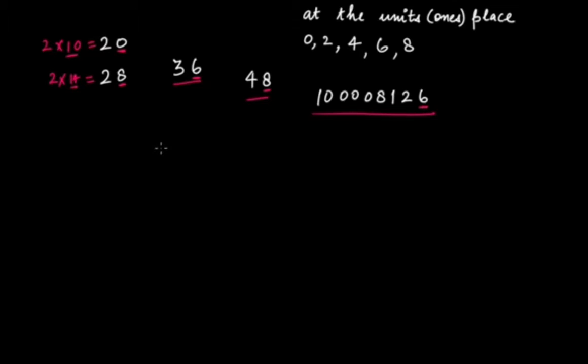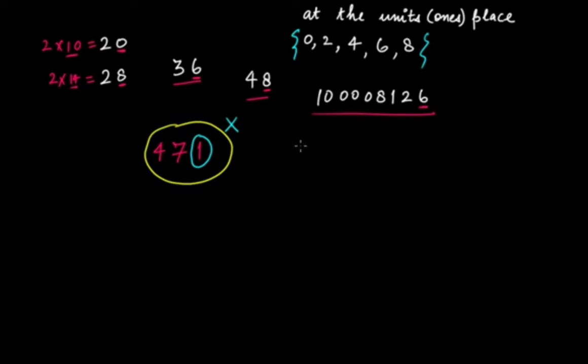So suppose you have the number 471. Is this number divisible by 2? You will go to the units place and check: at the units place you have the digit 1. Therefore it does not satisfy the condition that you should have 0, 2, 4, 6 or 8 at its units place for a number to be divisible by 2. Then of course this number is not divisible by 2.